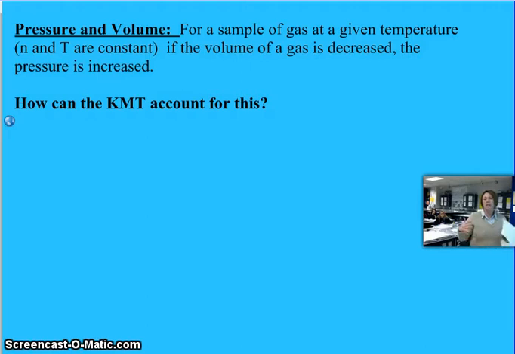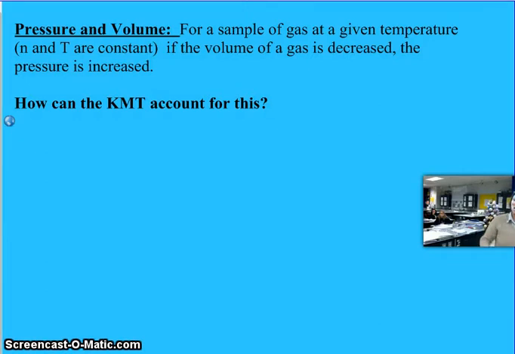This makes sense, okay? If I have 20 students in my classroom and I let them pretend they're gas molecules, I let them walk around, right? And they're going to collide with the walls of their container. But now if I decrease their volume, and I put them in the back room, all 20 of those students, there's a greater chance of collisions with the walls of their container.